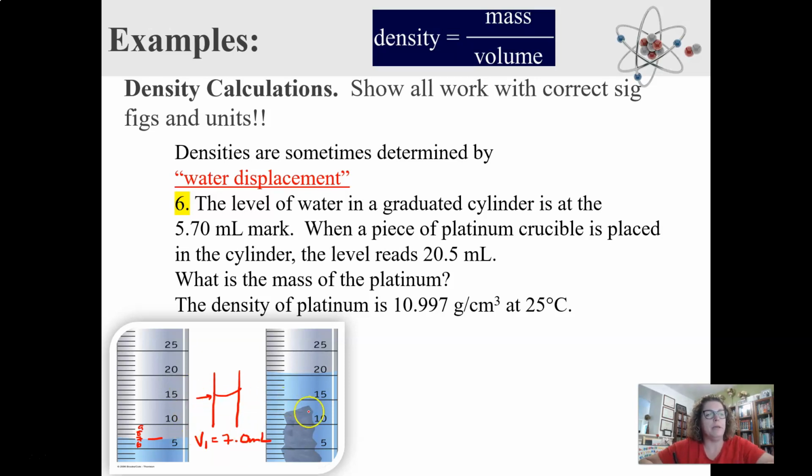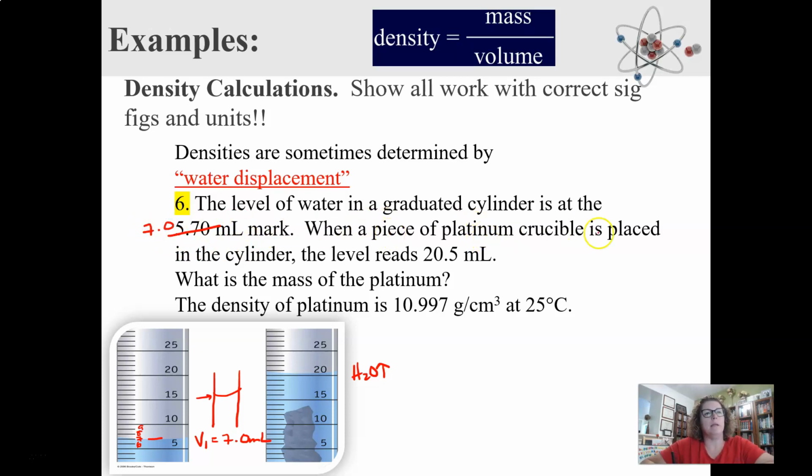I threw my piece of metal in, and look what happened to the water level. The water rose. The water level went up. Did I add more water to the story? Well, let's just double check. The level of water in a graduated cylinder is 5.7. Well, we actually know it's 7.0.